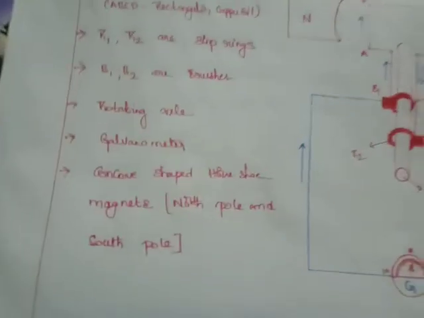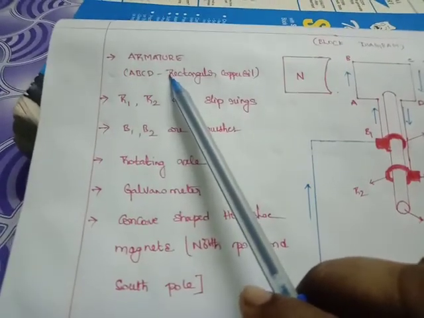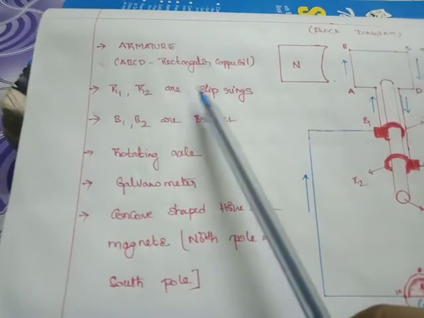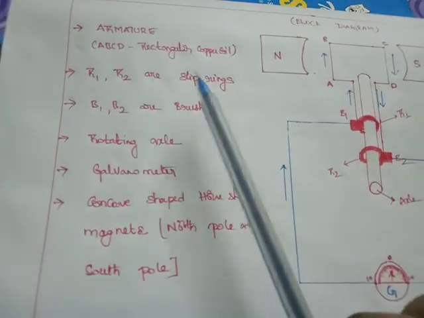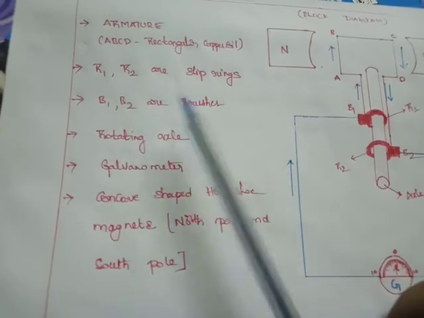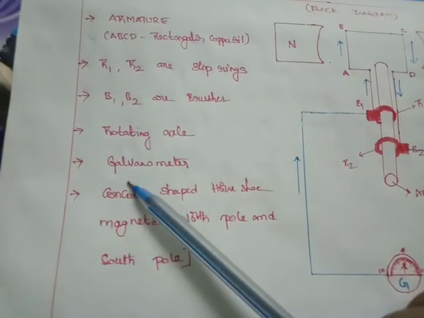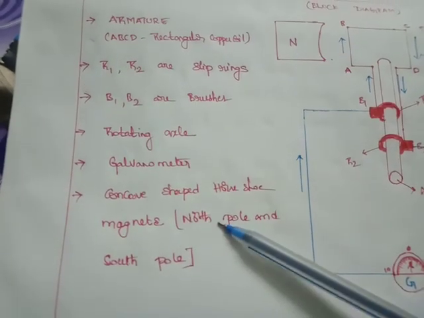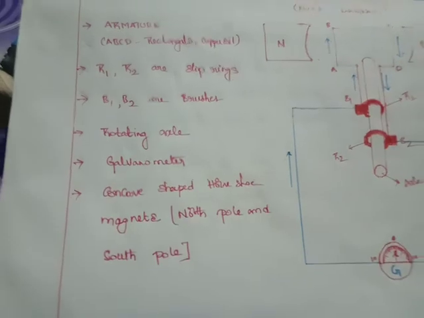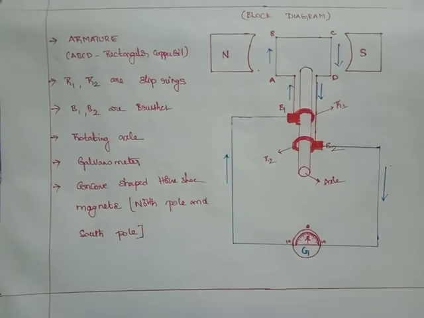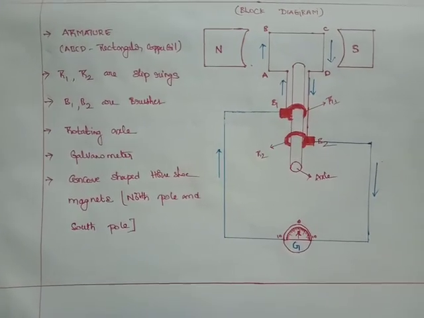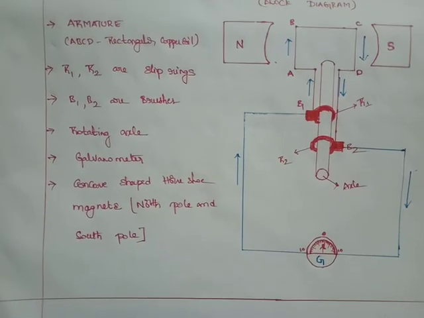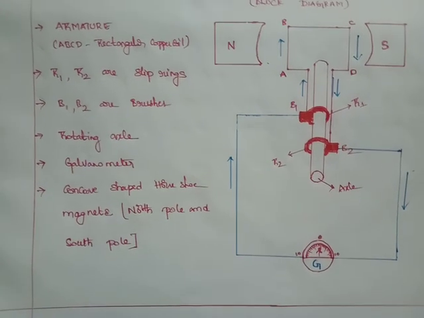See the parts here. One is the armature, meaning the ABCD rectangular copper coil. R1, R2 are slip rings, B1, B2 are brushes, then the rotating axle and galvanometer, and finally the concave shaped horseshoe magnet, with one north pole and one south pole between them. This is the entire block diagram of the AC electric generator, nothing but the alternating current electric generator. See how it works here.